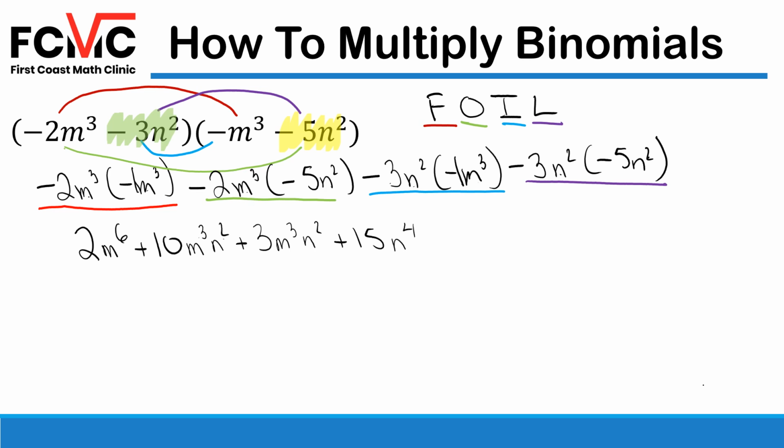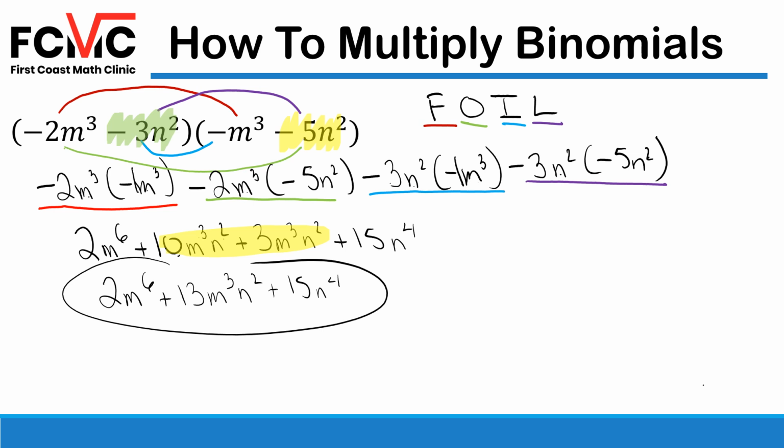And our like terms are going to be right here in the middle. M to the third, n to the second. So we're going to get 2m to the sixth. 10 plus 3 is going to give us 13. M to the third, n to the second, plus 15n to the fourth. And that's going to be our answer using FOIL to multiply these binomials together.